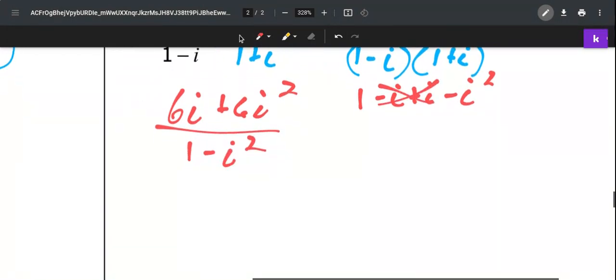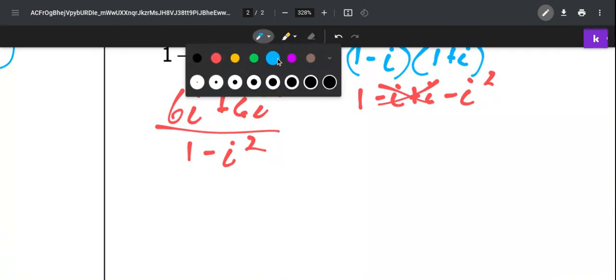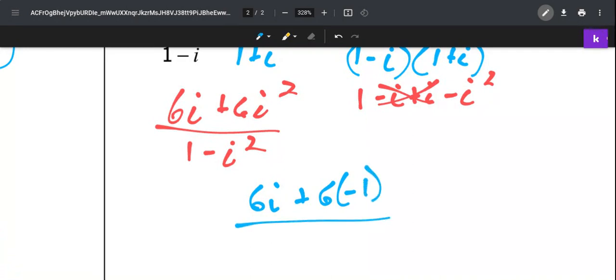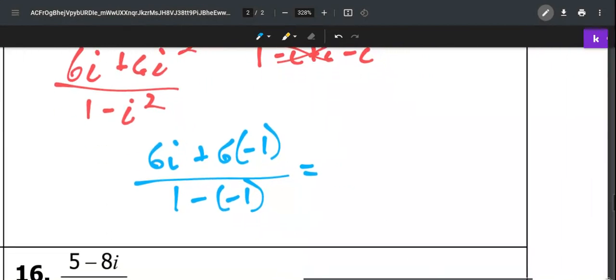All right. Now we can replace all the i squared parts with negative 1. So 6i plus 6 negative 1 over 1 minus a negative 1. So that becomes 6i minus 6 over, this would change to plus, so that would be 2.